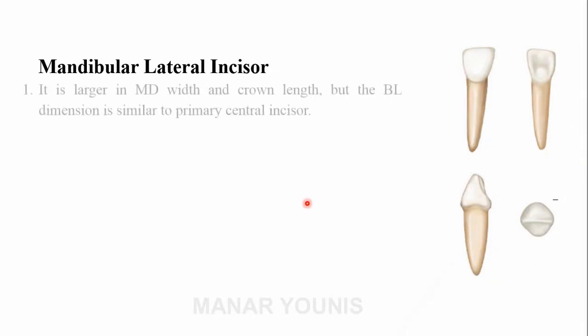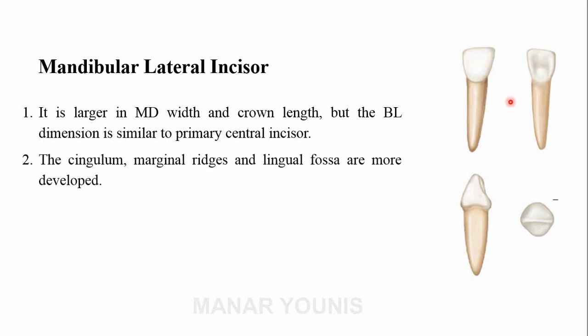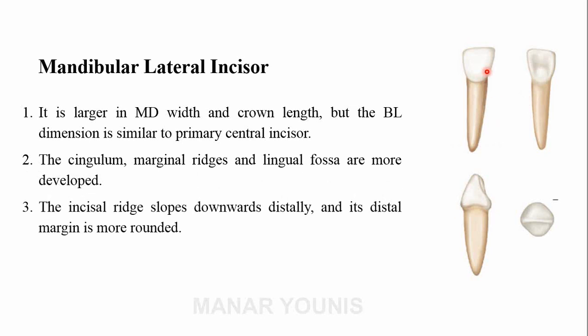The primary mandibular lateral is similar to the primary central, except it's larger in mesiodistal width and crown length, but the labiolingual dimension is similar. The cingulum and marginal ridges are more developed compared to the primary central, and the incisal edge slopes downward distally, and its distal margin is more rounded.